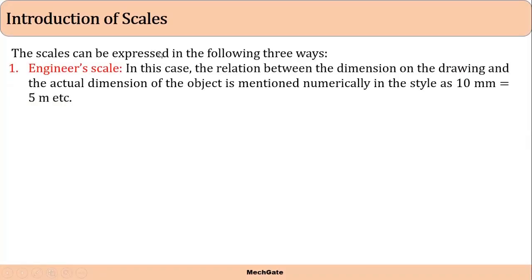The scale can be expressed in the following three ways. One of the ways is the engineer's scale. In this case, the relationship between the dimension on the drawing and the actual dimension of the object is mentioned numerically in this style: 10 mm equals 5 meter. If we represent the scale in this style, then it is called the engineer's scale, right?